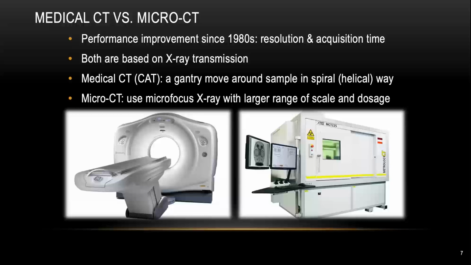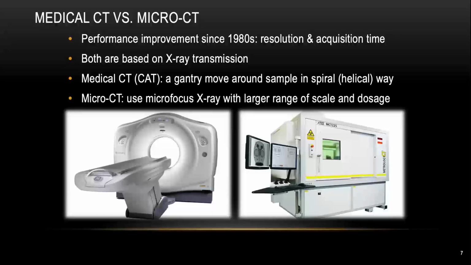That's why for medical CT, we use a gantry. The X-ray source and detector are housed inside the gantry, which rotates around the patient. During the scanning, the patient also moves in and out of the gantry. So eventually, what you see is a spiral way of scanning. We call it helical scanning. As for microCT, we're using a micro focus X-ray source. That's why it gives you much more flexibility, with a larger range of scale and dosage.